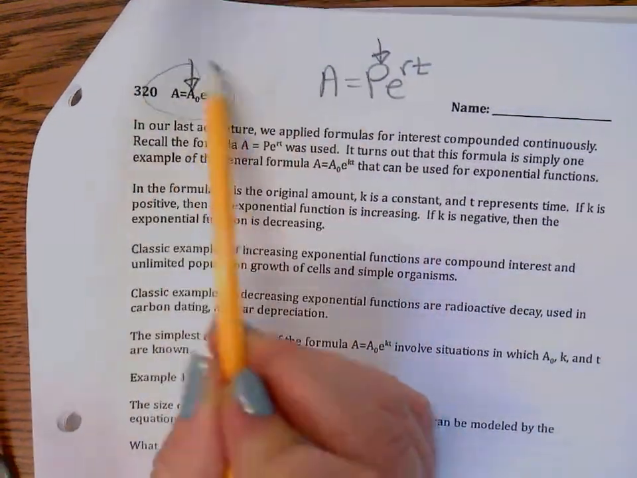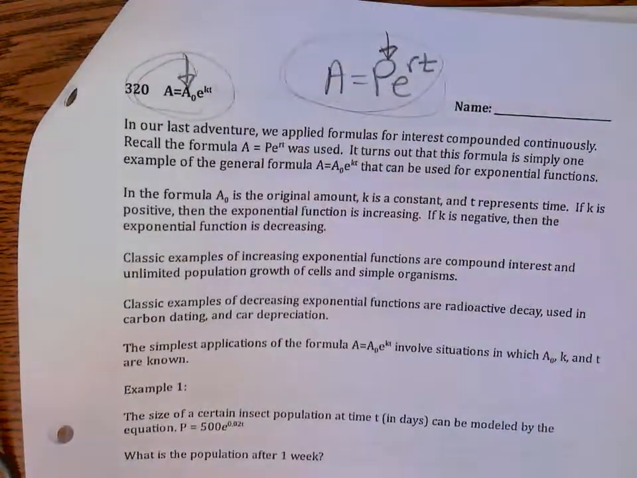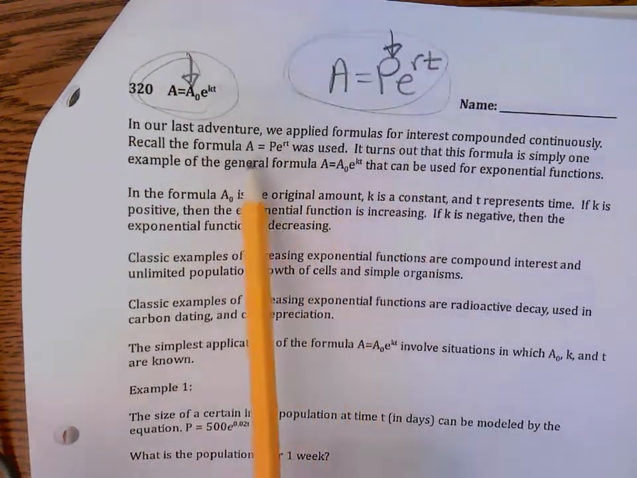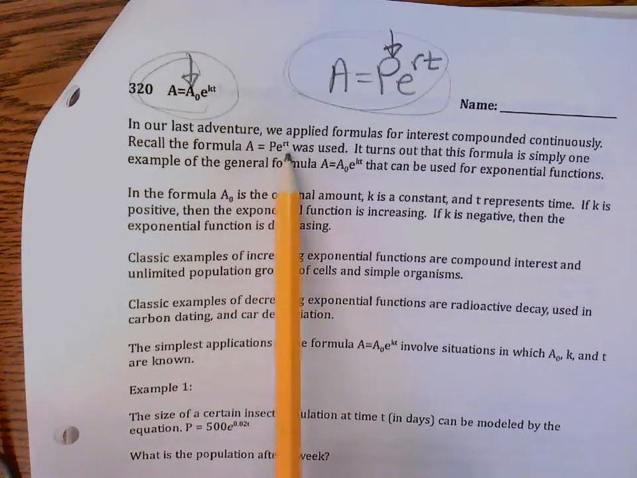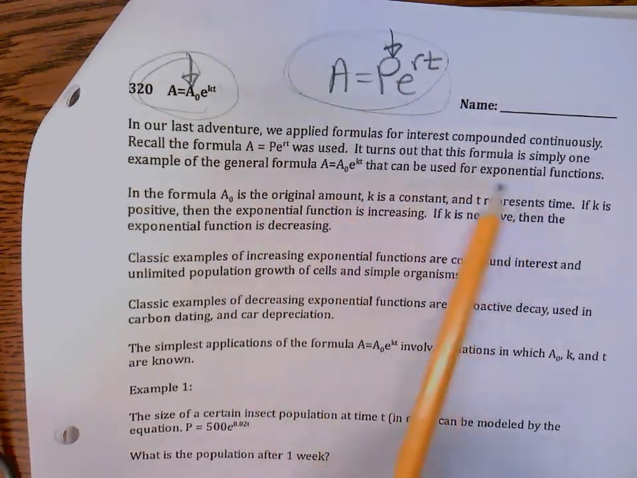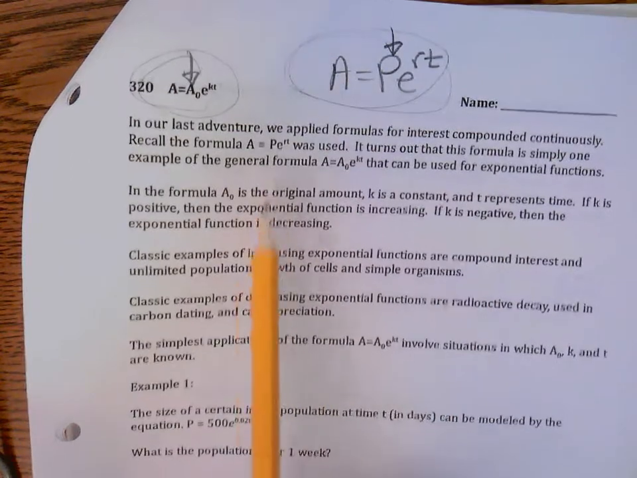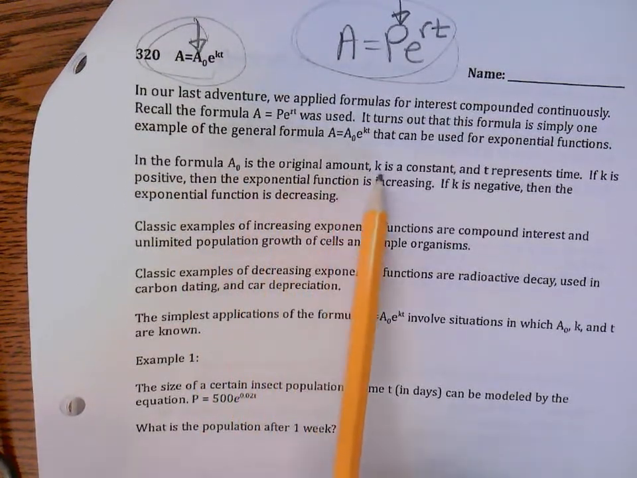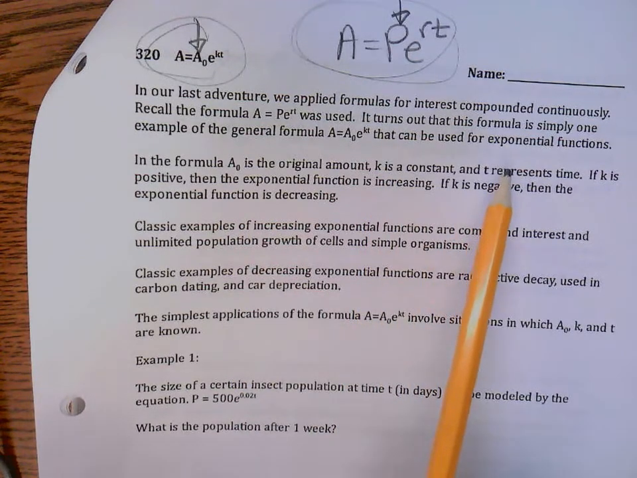So this is the exact same equation that you've been using. It's just made for all of our situations now. So it says in our last adventure, we applied formulas for interest using A equals Pe^(rt). This is just the general form for any exponential function. So in the formula, A sub 0 is the original amount, K is a constant, T is time.